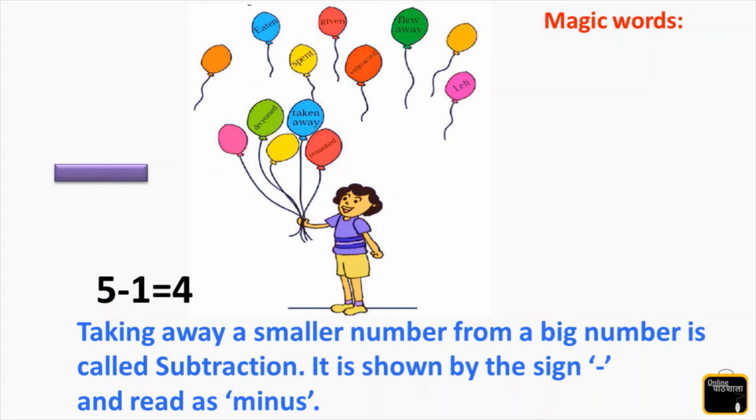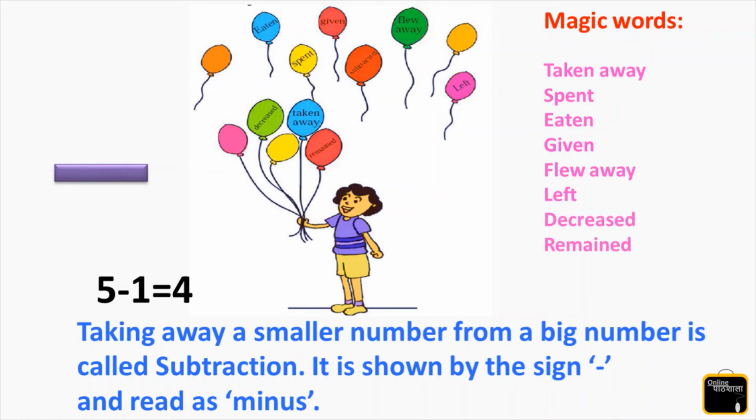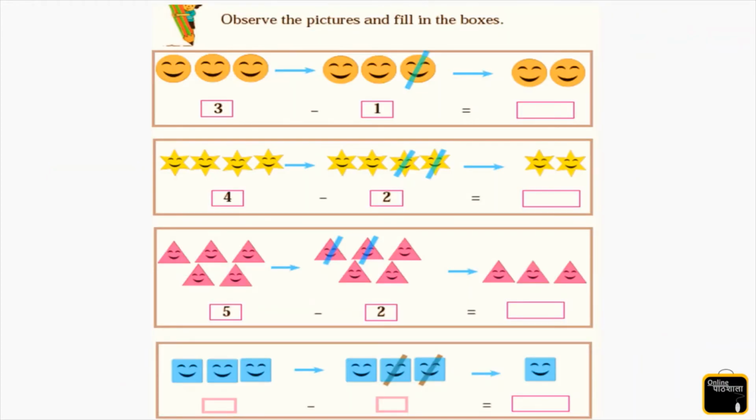Okay, and here are some magical words that we are going to read. Read after me. Taken away, spent, eaten, given, flew away, left, decrease, remain. Yes, kids, when you hear these words or read this kind of words, we are going to do subtraction. Now kids, here we can solve some examples for you.